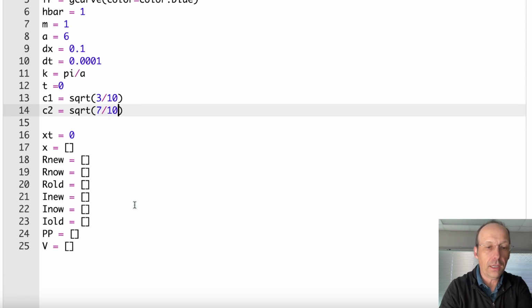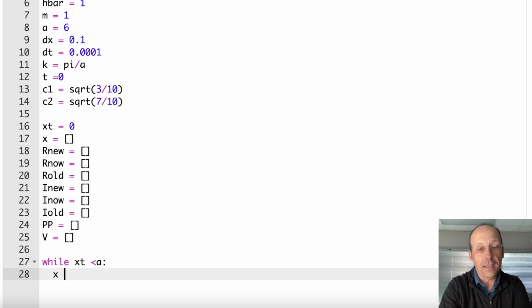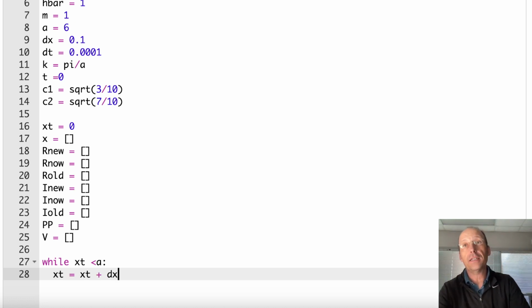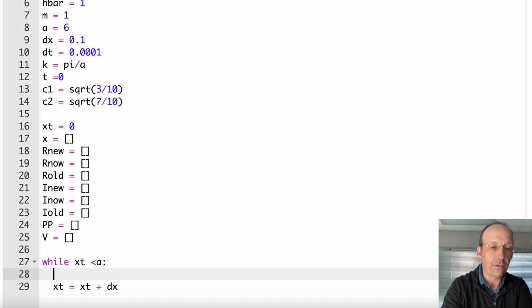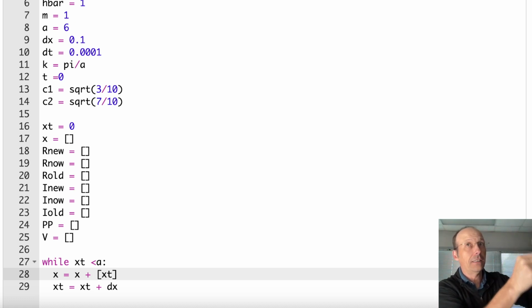I'm going to go down here, and this is the way I like to do it. There's more than one way to do it. I'll say while xt is less than a, xt equals xt plus dx. So I'm going to increase my value of x until I get to the end of the well. And I'm putting that right there at the beginning because I forget. And now I can go ahead and add all my stuff. So I can say x equals x plus xt. So that's going to add the value xt to my list x. So my list of x is going to have all those xt's in there.